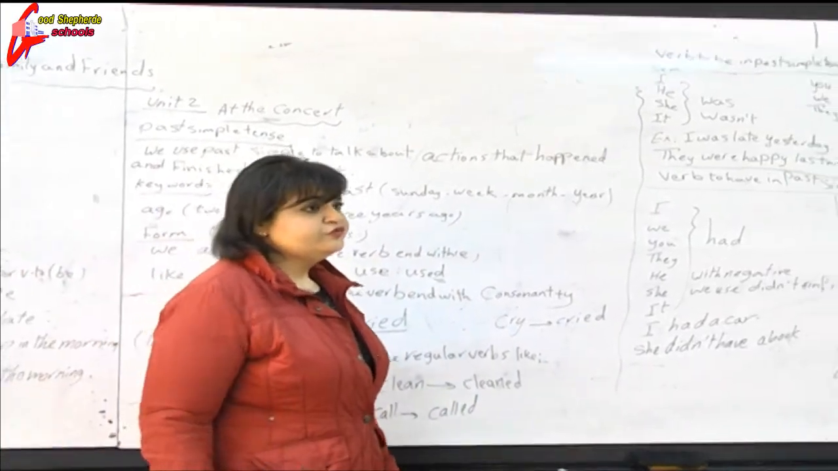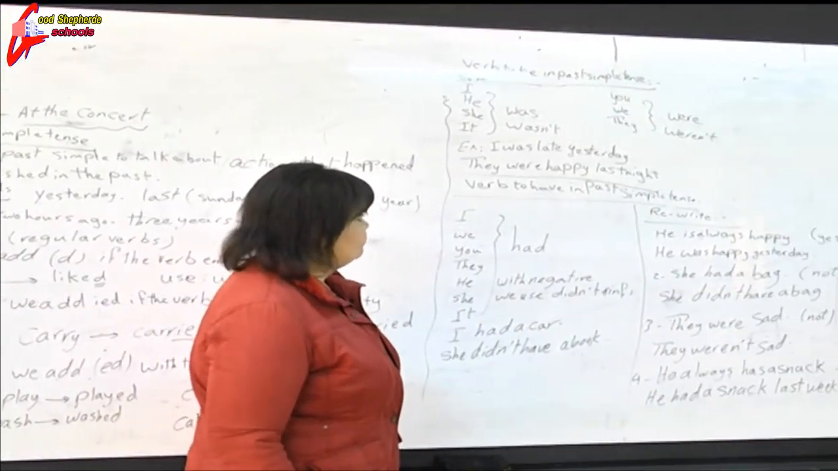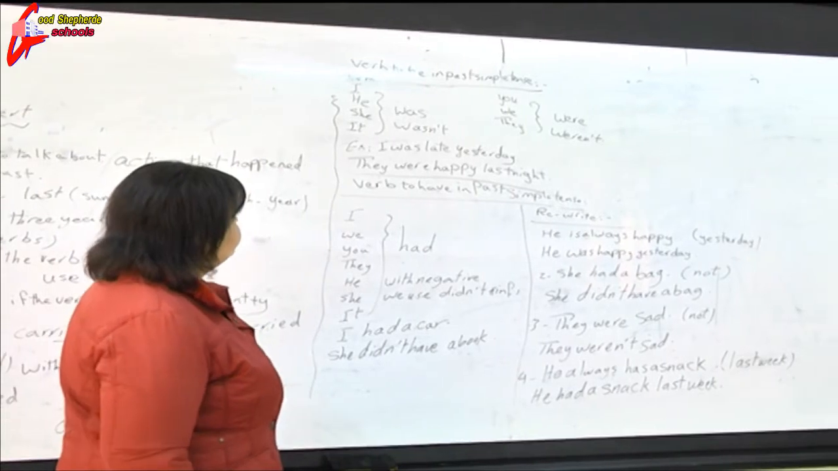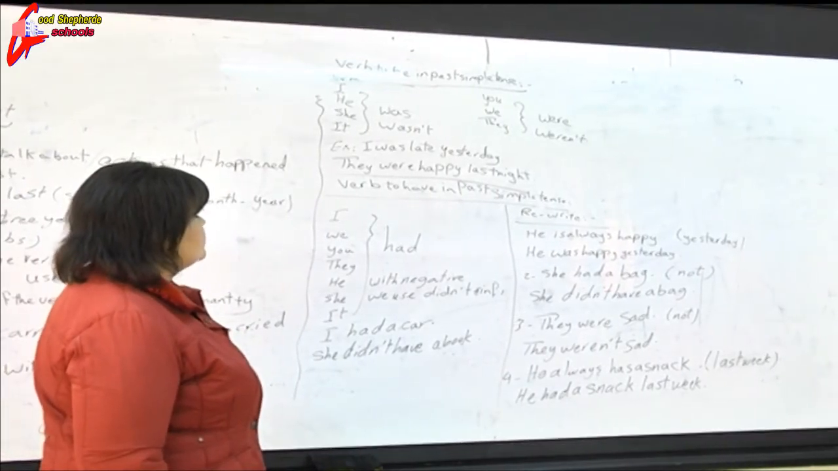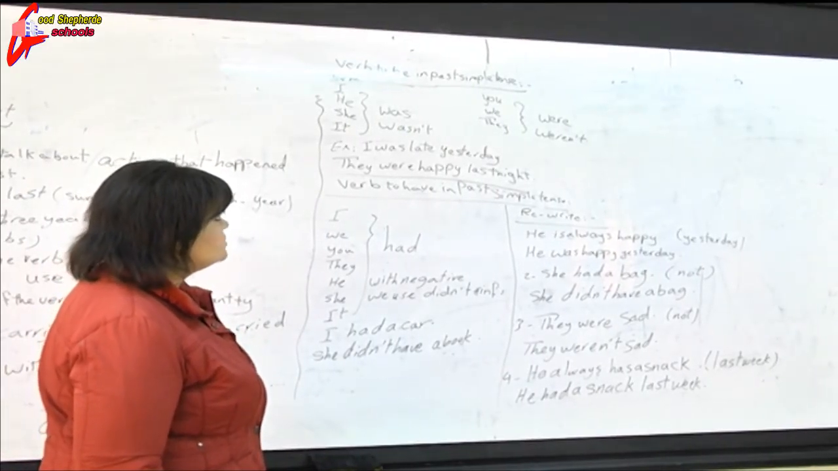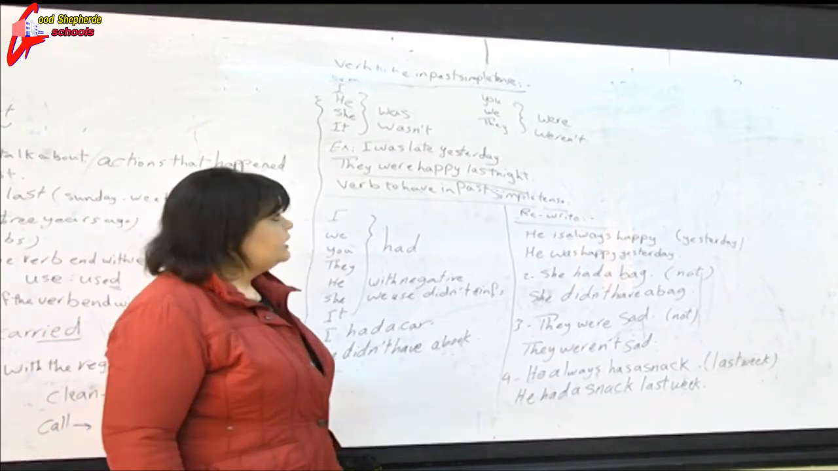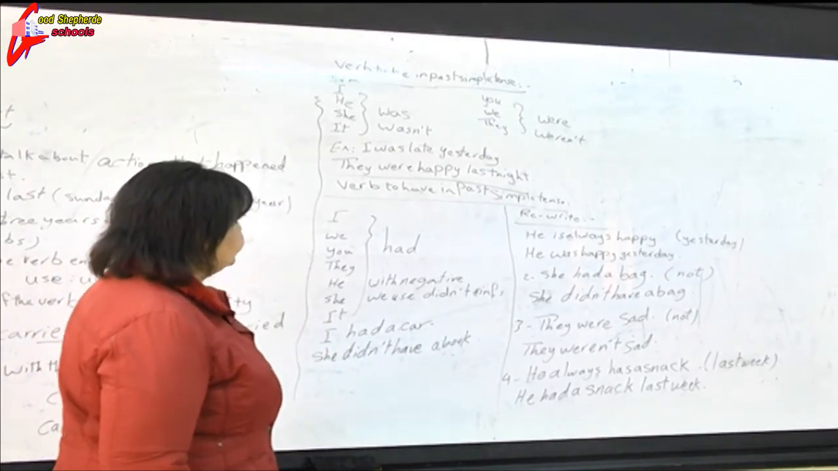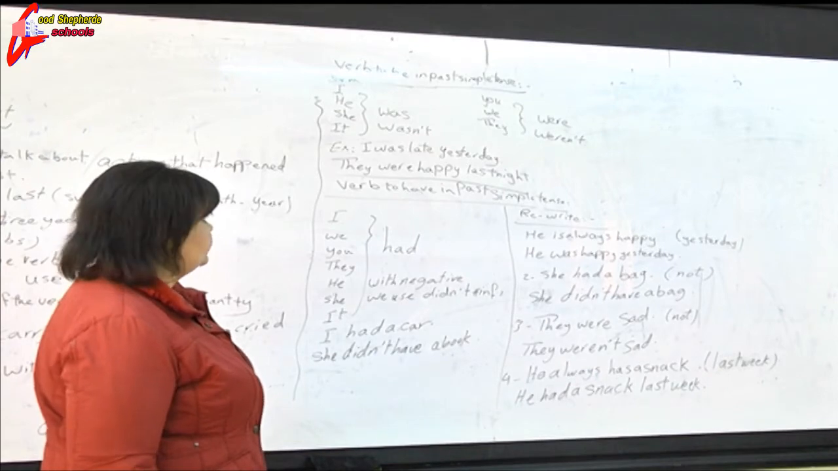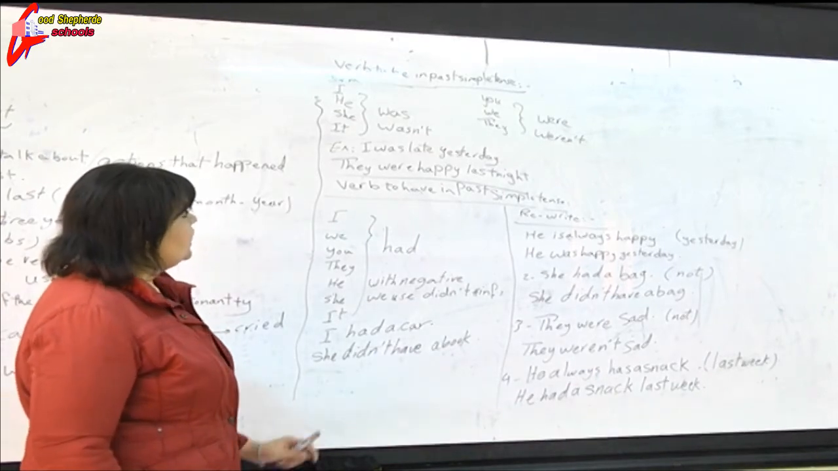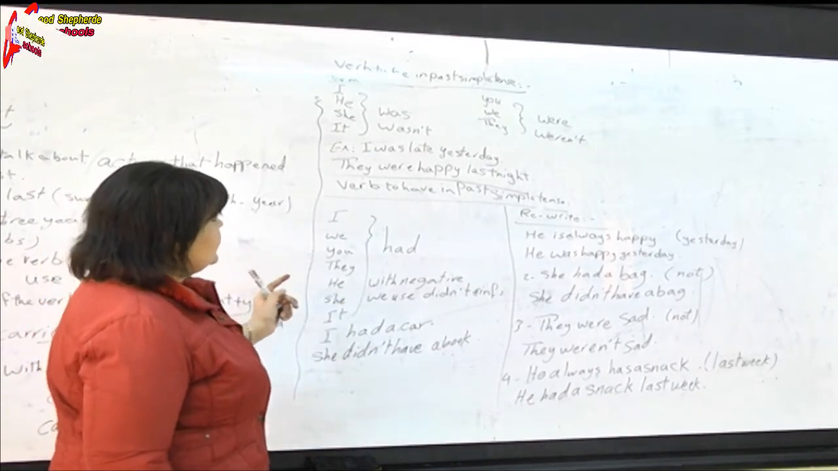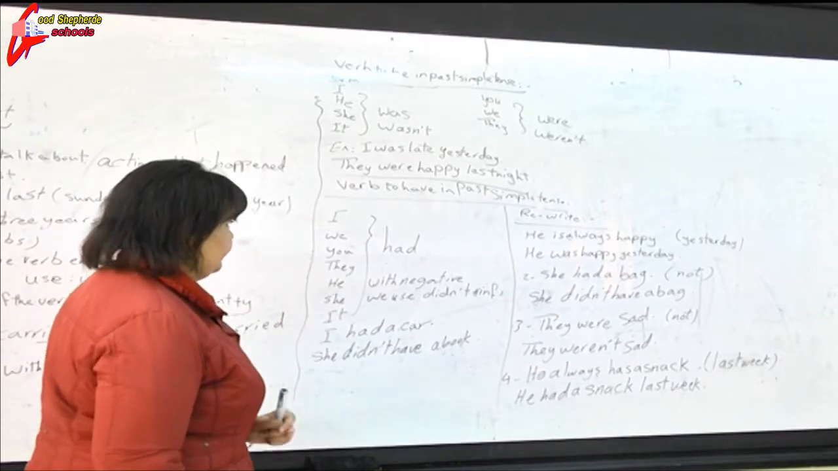Okay? I have two verbs, verb to be and verb to have. Before, with the pronouns I, he, she, it, we use was, and with you, we, they, we use were. In negative, we use wasn't and weren't. Example, I was late yesterday. They were happy last night.